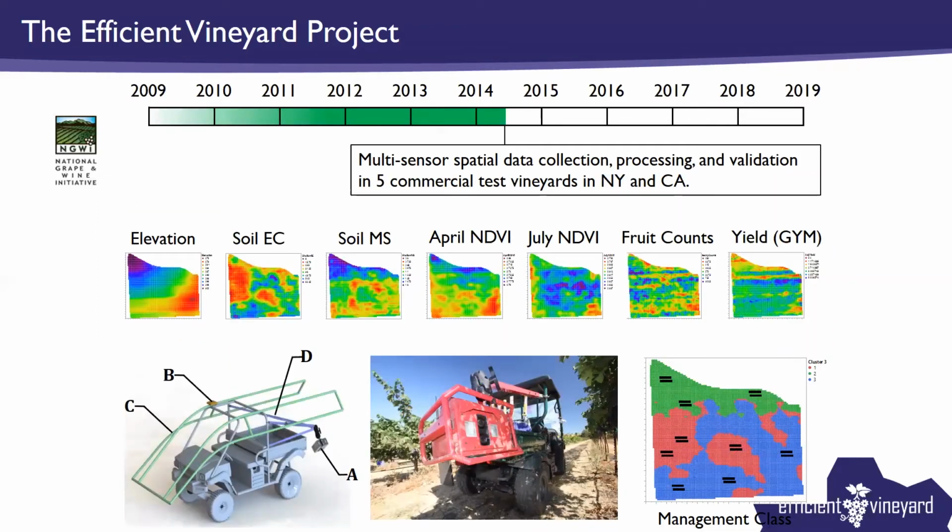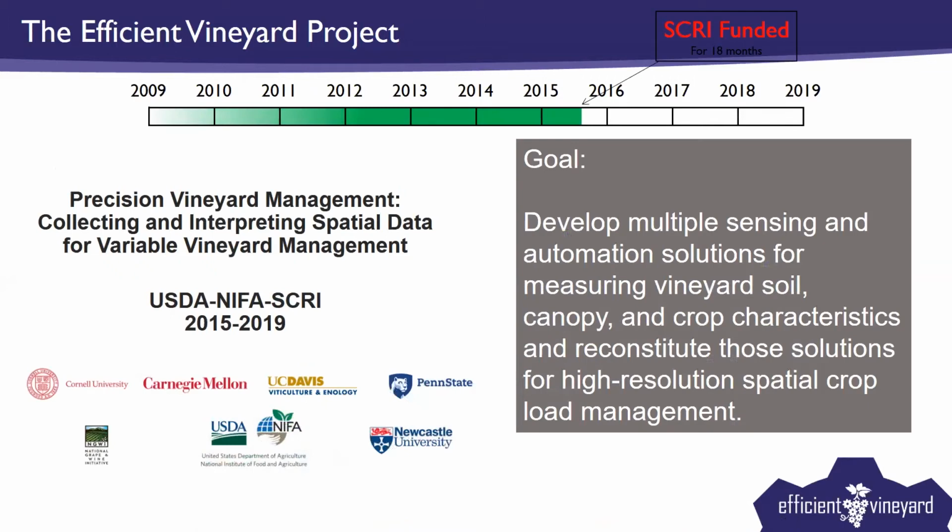All right, and we're moving on to more spatial data collection, processing, and validation. And this step was really trying to implement this out of a research setting and in commercial vineyards. So in California and in upstate New York, we were taking a look at full commercial size blocks here. And then we got to the status where we are now, which is the Efficient Vineyard Project began. So the USDA NIFA Specialty Crop Research Initiative funded a project that we're in right now, and that brings us to you, called Precision Vineyard Management: Collecting and Interpreting Spatial Data for Variable Vineyard Management.